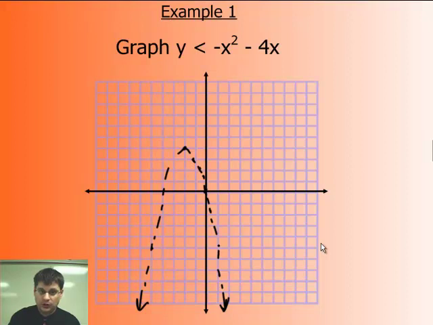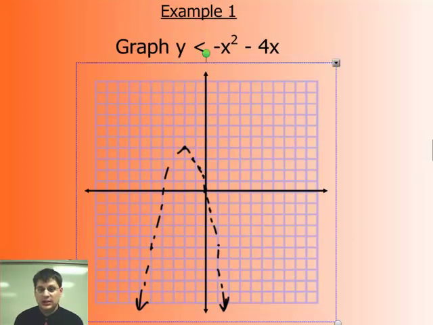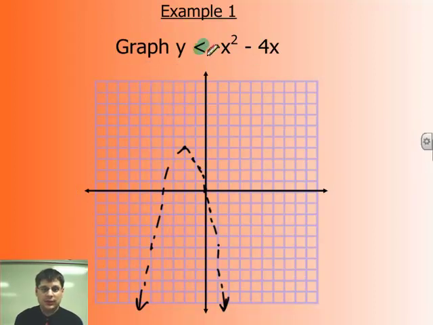It's just less than. So that's why I got the dashed line. And as far as what side of the parabola I'm going to shade, well, I'm going to be shading below the line, or the curve in this case, because the key to this is that y is in fact less than, okay? And since y is less than, which direction does y get less and less and smaller?